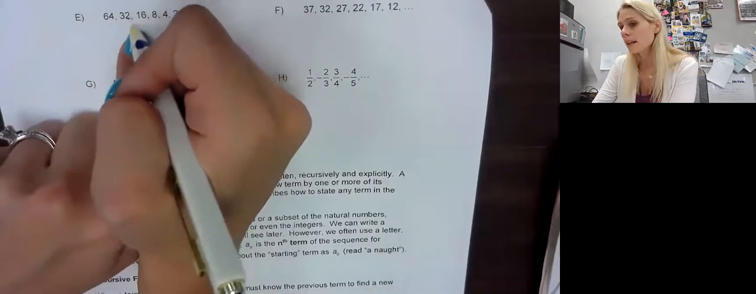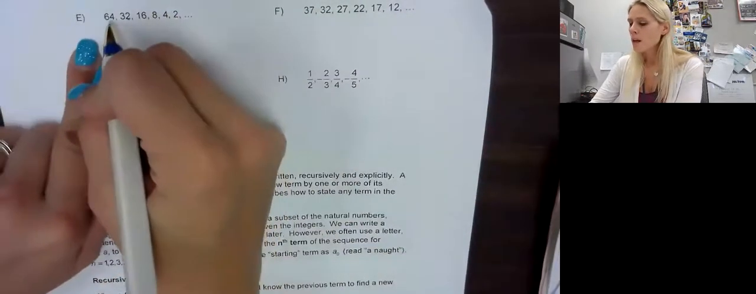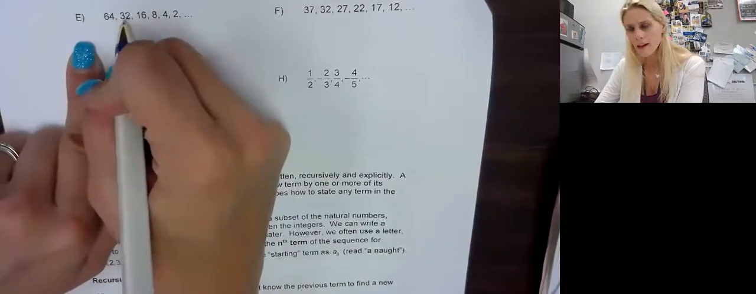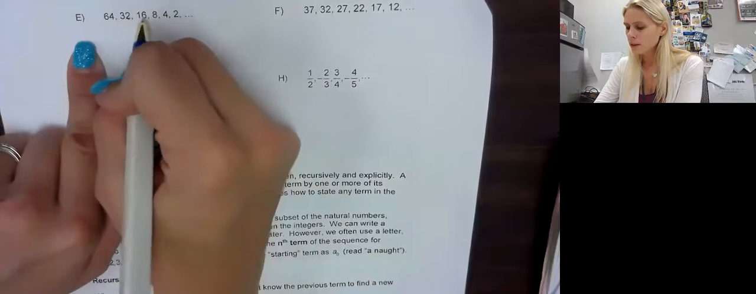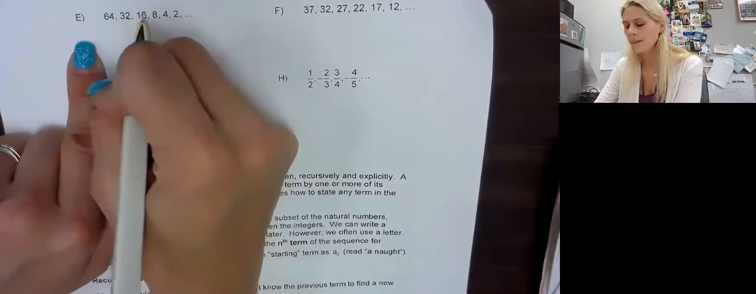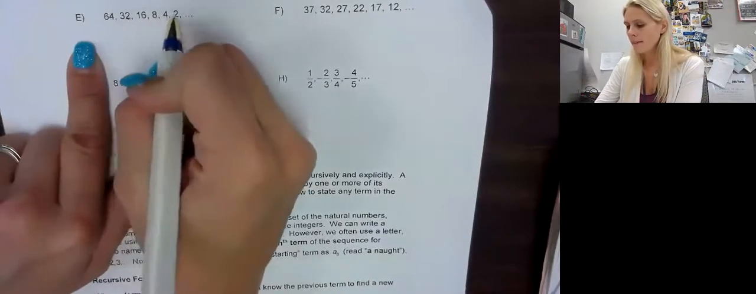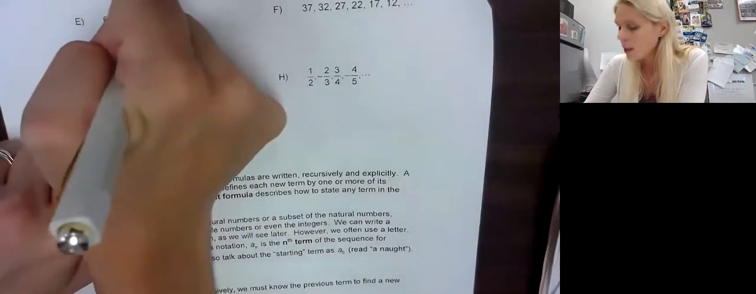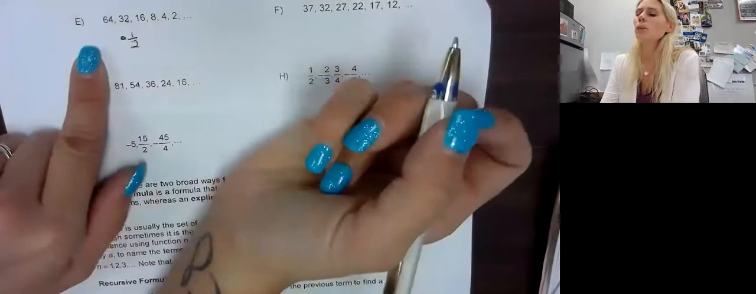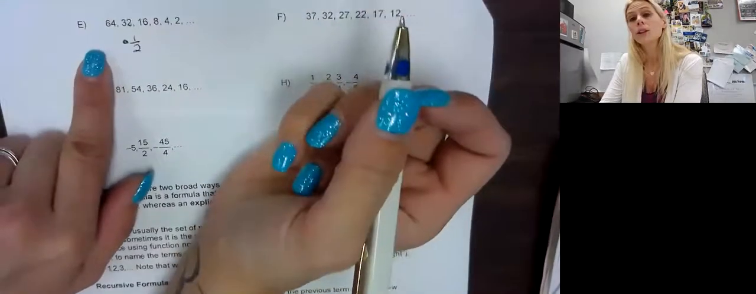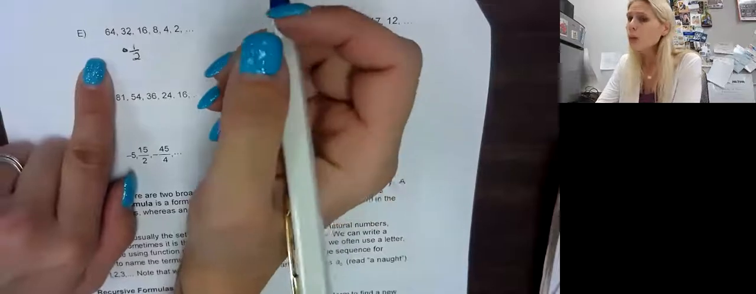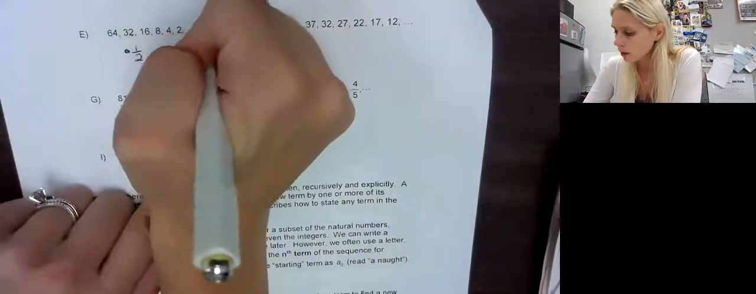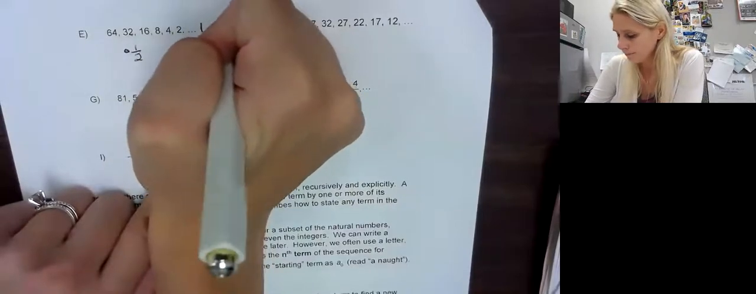So it's definitely not adding or subtracting. But what are we doing here? 64 to 32, well, that's half. 32 to 16 is half again. Half, half, half. So what are we doing here? We're multiplying by 1/2. You can say dividing by 2, but when we start writing equations for these patterns, you'll want to use multiplication. So my next number would be 1 and then 1/2.